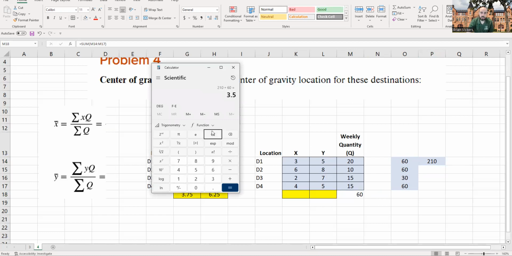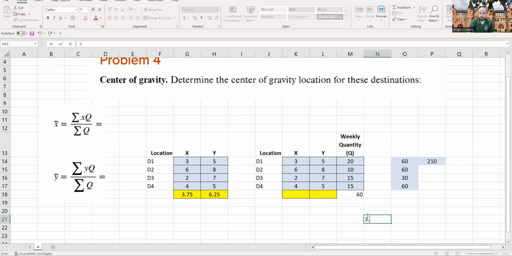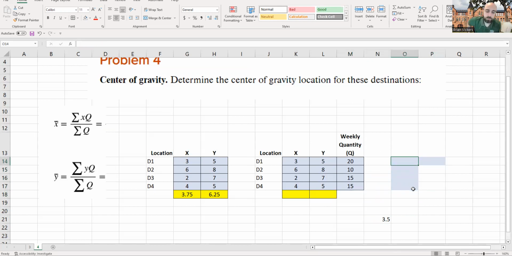210 divided by 60 is 3.5. So 3.5 is where we should put our x coordinate for this new location. So you can see it's a little bit further to the left than the 3.75 from the unweighted one. Now let's do it again for the y coordinates.